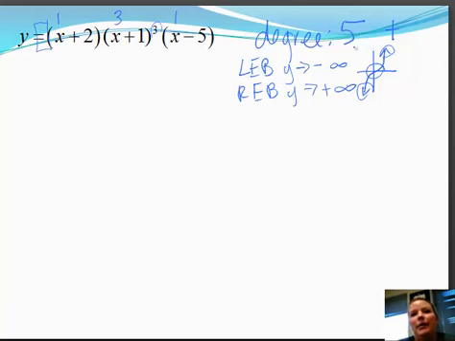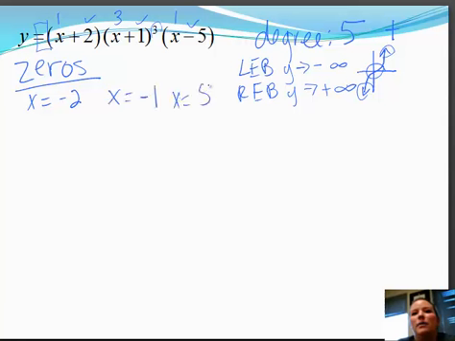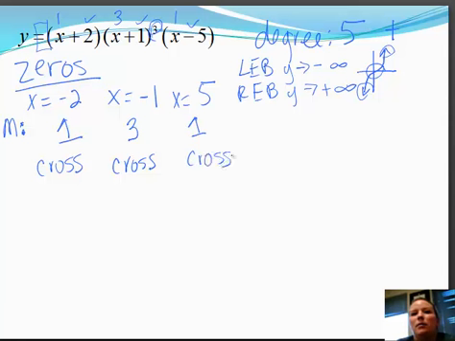Alright, we know our end behaviors. Now we need our zeros to know where it's going to cross the x-axis. All we do is change the signs of these numbers. So I'm going to have x equals -2, x equals -1, x equals +5. Then I need to look at the multiplicity. I'm just going to write an m. Alright? -2, it only happens once, so it has a multiplicity of 1, so that means it's going to cross. -1, there's a cubed right there, so it has a multiplicity of 3, but since it's still odd, it's still going to cross. Okay? X minus 5 has a multiplicity of 1, so it's going to cross.